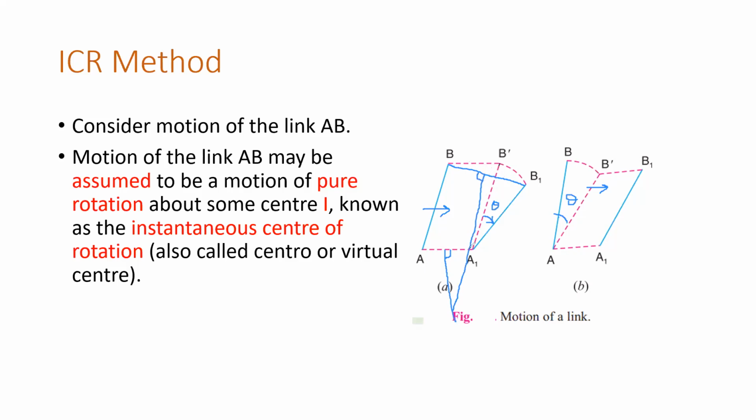Okay, so where these two lines will intersect, there you will get a point which will be the center of rotation. It is called the ICR, instantaneous center of rotation. Got it? So why is it called instantaneous? Because it is the center of rotation for this particular instant only.